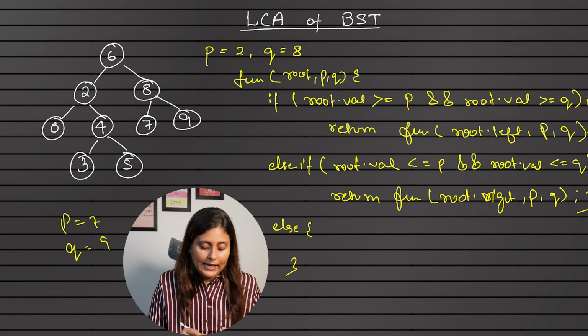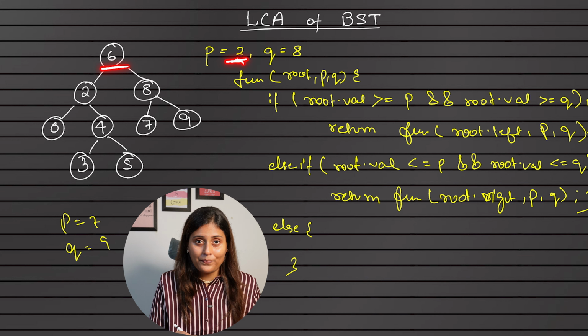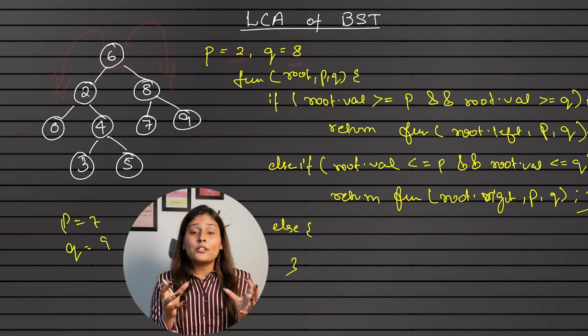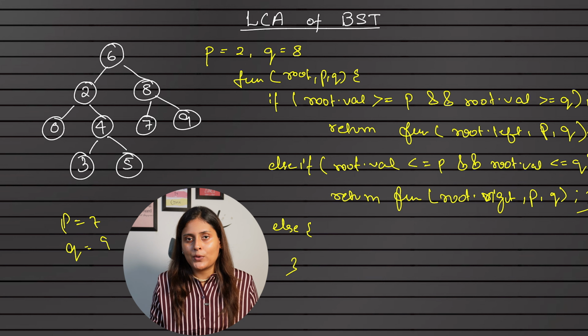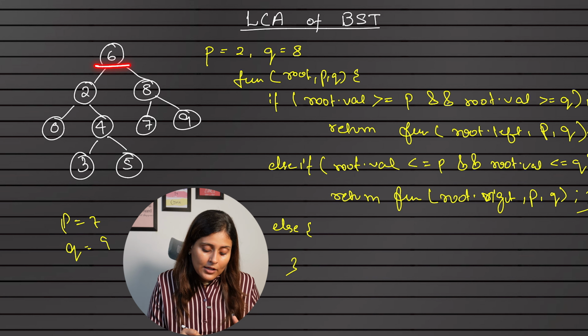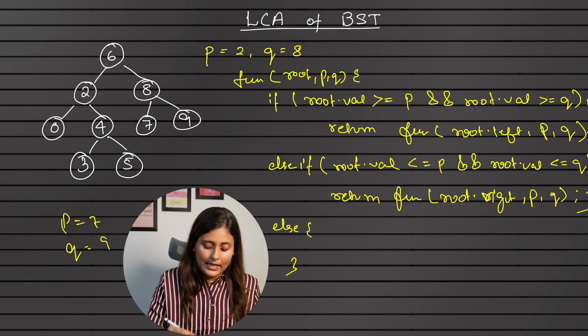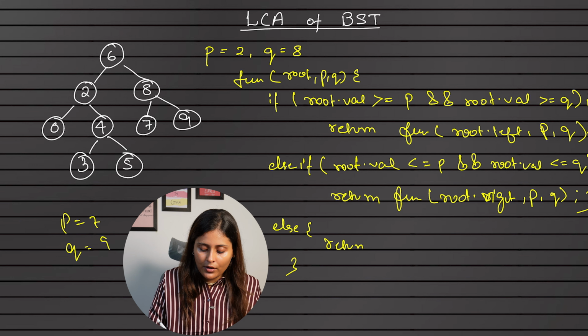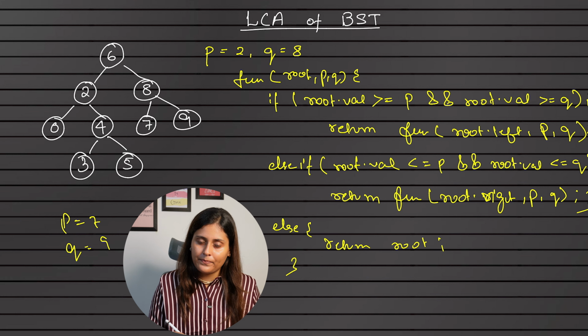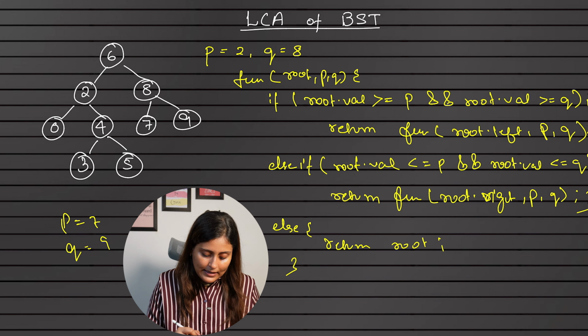Similarly, is my 6 less than 2? No. It means 2 lies towards the left side. And is my 6 less than 8? Yes. But they are lying towards both sides, you can say. So in that case, the root itself will be the parent. So hence in the else case, we'll simply return root as our answer. And that's it. So let's do the dry run here.